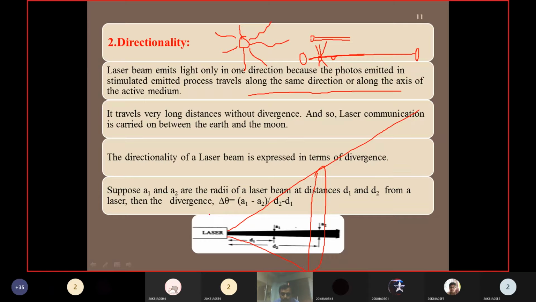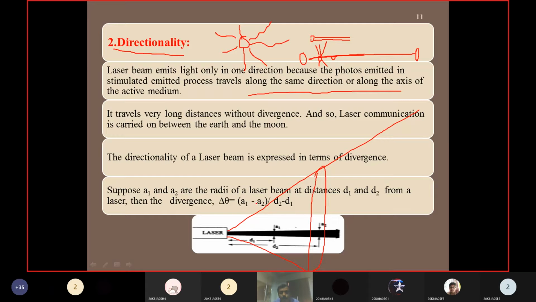If you take a laser, it spreads very little, because the divergence is very small. If divergence is small, we consider the light to be more directional. Divergence is less means the light has high directionality.